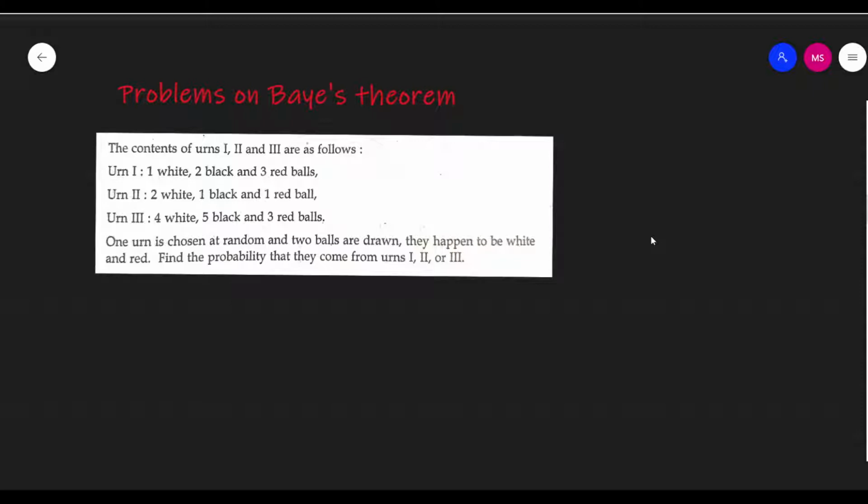Today I am explaining one of the important concepts, problems on Bayes' theorem. You already know the Bayes' theorem concept from the previous video, right? Today I am explaining problems on Bayes' theorem. So what is the problem? It is a very simple problem.